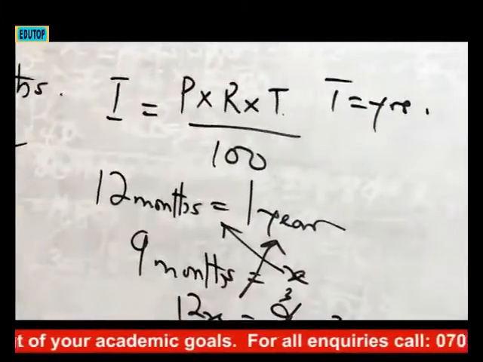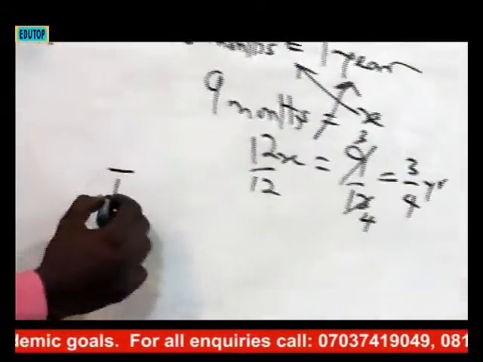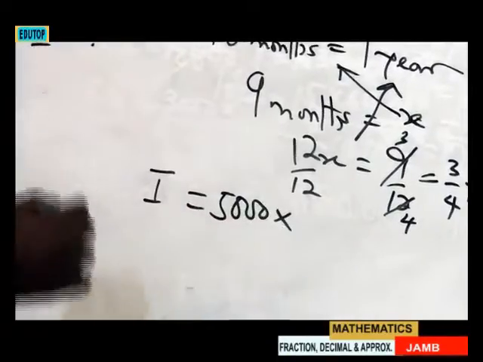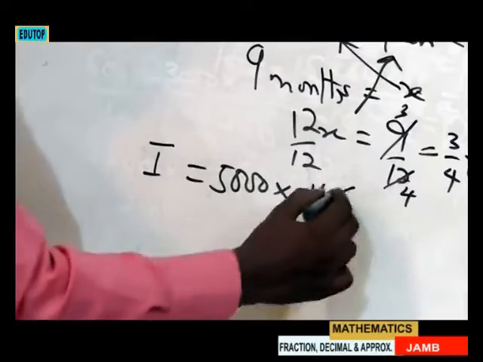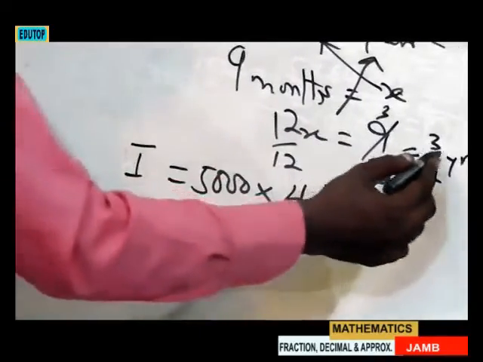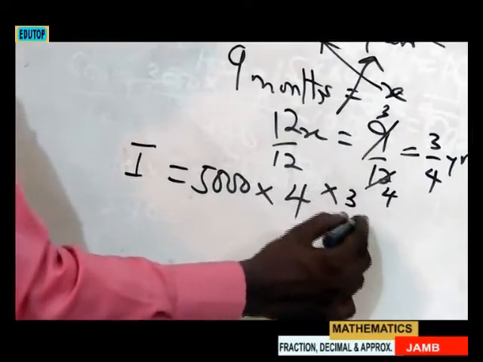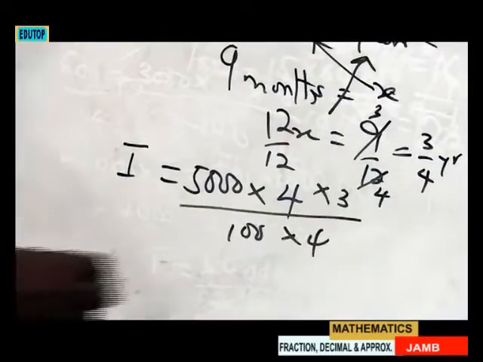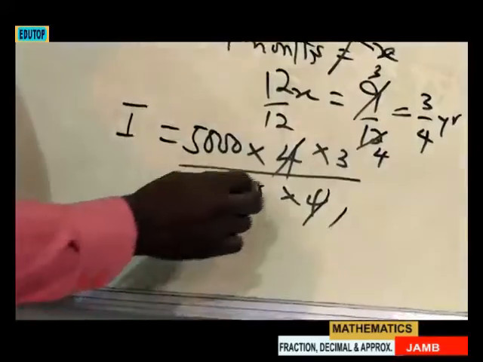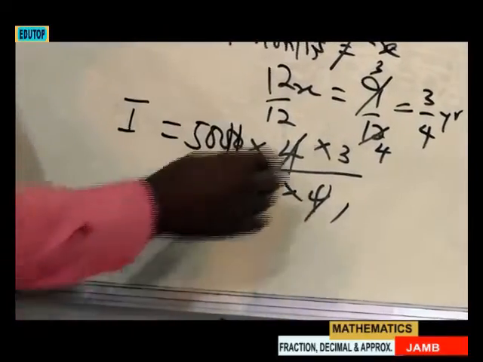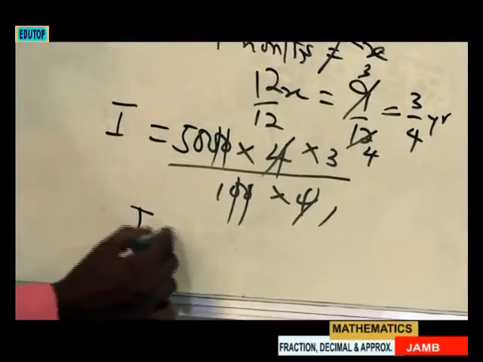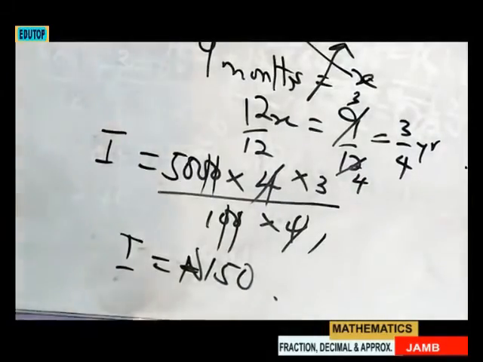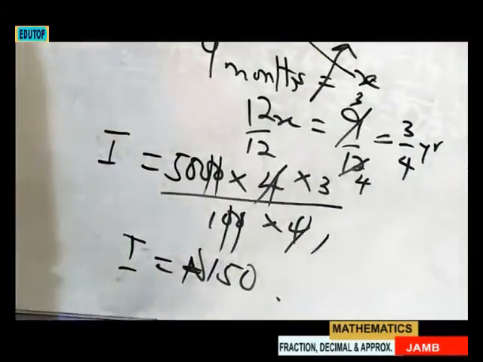So in this situation, we'll have 3 over 4. So we now have I, which is what we are looking for, equals our principal, what's our principal? That's 5,000. Times the rate. What's our rate? 4. Times the time. The time is now 3 over 4. So it will be 3 over 100 times 4, because the 4 goes down. So this is what we're going to have. So 4 can cancel 4. Then 0 cancels 0, this one cancels this. So we have 3 times 50, that will be 150. So interest here will be 150 naira.